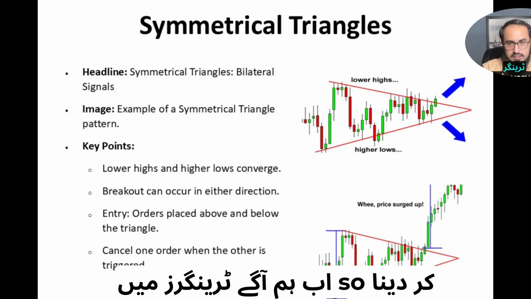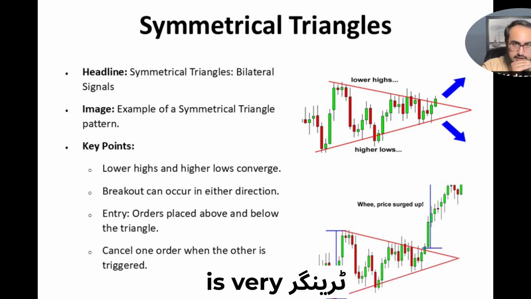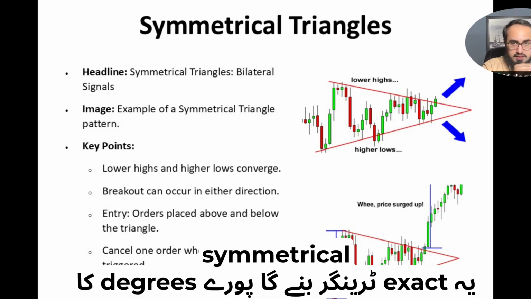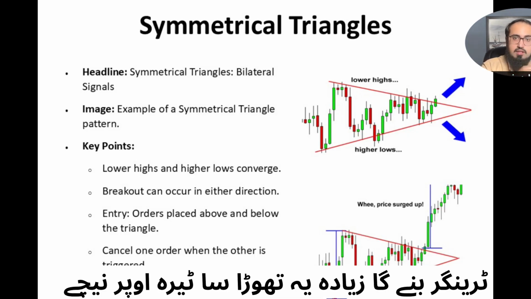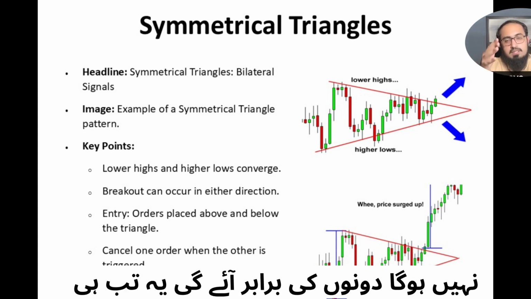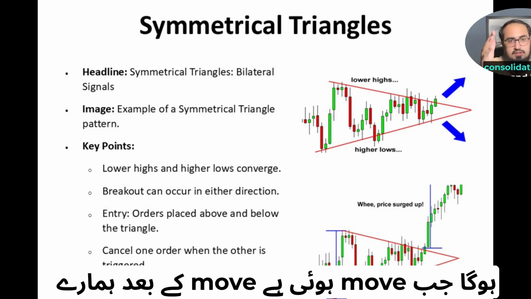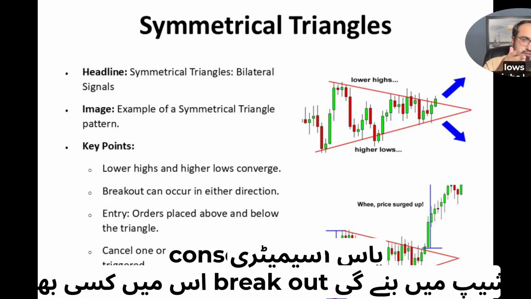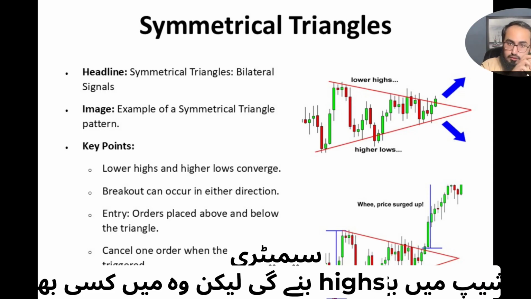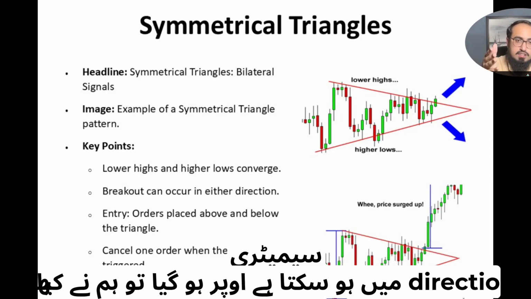Triangles have symmetry. The triangle is very symmetric. This will form an exact triangle. It will not be slightly tilted up or down. Both lines will be equal. This will only happen when we have a move. After the move, we will have consolidation. Higher lows and lower highs will form, but it will form in that symmetrical shape. Breakout can happen in any direction.